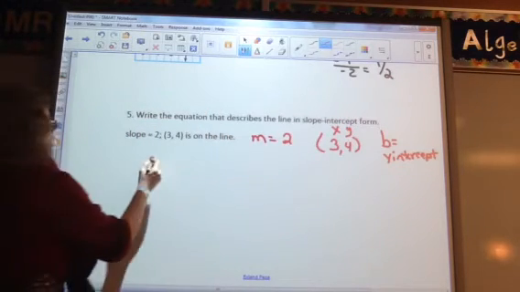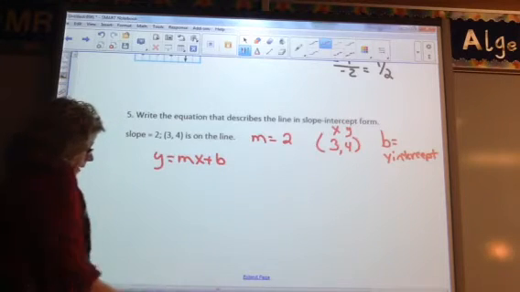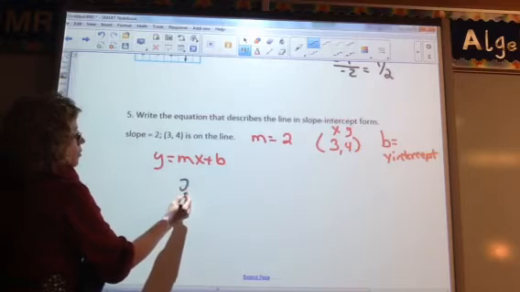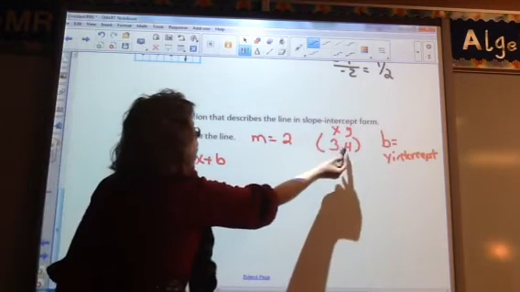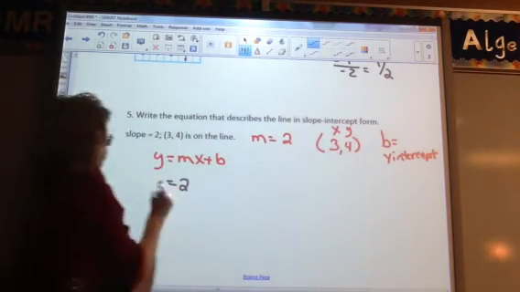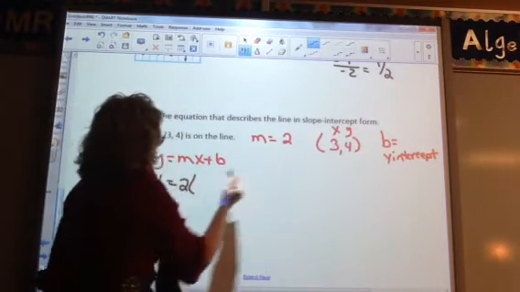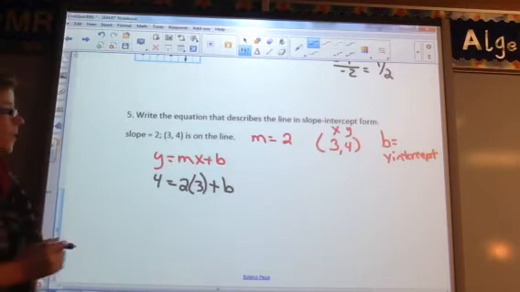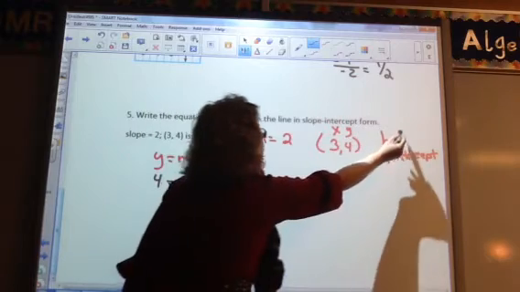Okay, so let's start with our equation, our slope-intercept equation. And guys, I'm given my slope, which is 2. I'm also given a point, x and y. So let's substitute in. For y, let's substitute in the value of 4 from that point. For x, let's substitute in the value of 3. And then what are we going to find here? What's it going to give us? It's going to give us b, which is our y-intercept, which is what we are missing.